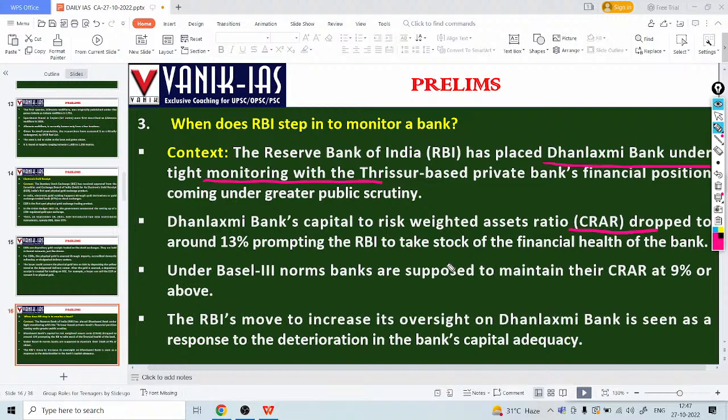the bank's capital adequacy. The Dhanlakshmi Bank's capital adequacy ratio has been on a deteriorating path. So RBI moved to increase its oversight on Dhanlaxmi Bank. Fine.